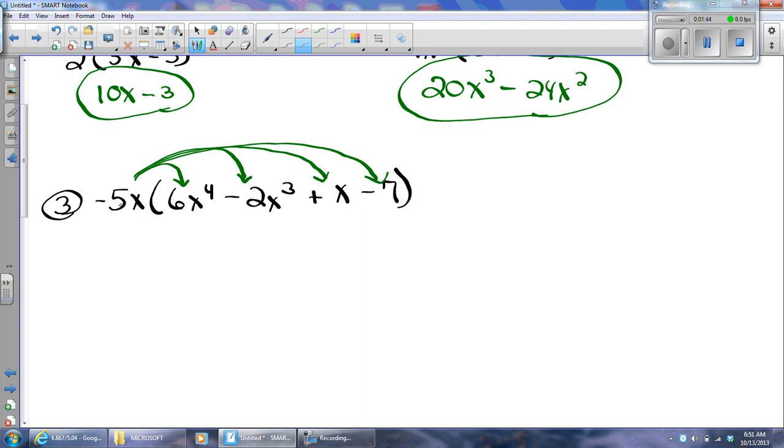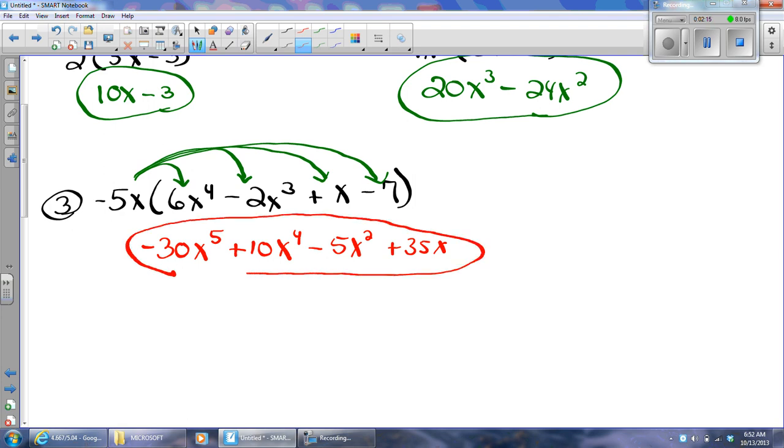So I've got a negative 5x times a 6x to the fourth. What would be a negative 30x to the fifth? Multiply 5 times 6, negative 5 times 6, and x to the fourth. Now I'm going to multiply negative 5 times negative 2, get a positive 10, and then I'm going to get an x to the fourth. Okay, minus 5x squared and plus a 35x. There you go. That is the big D word.